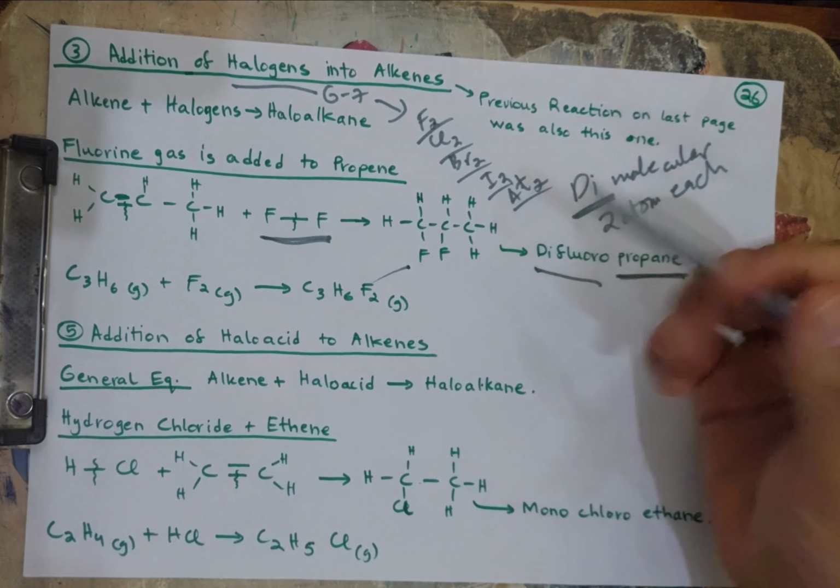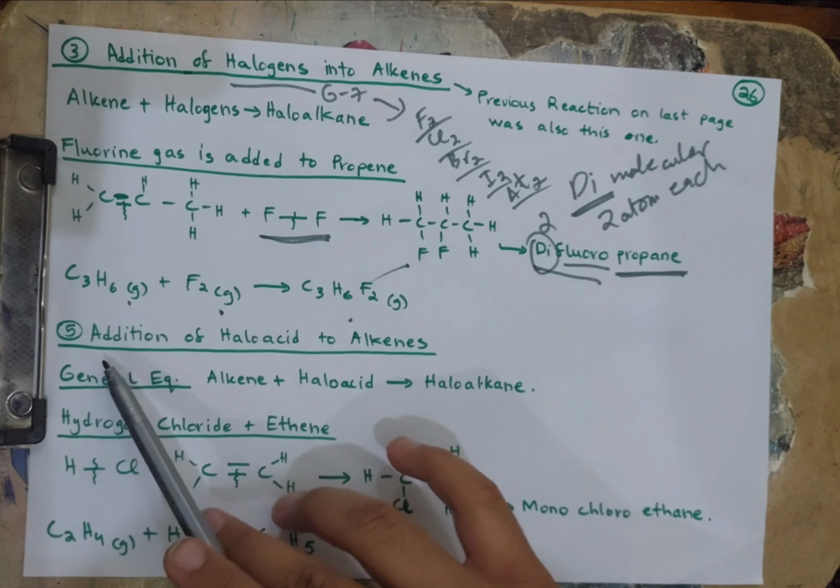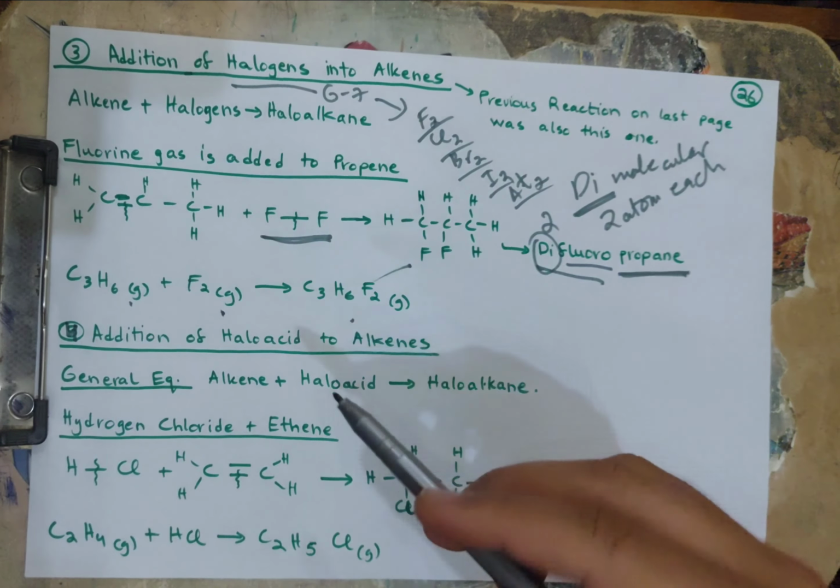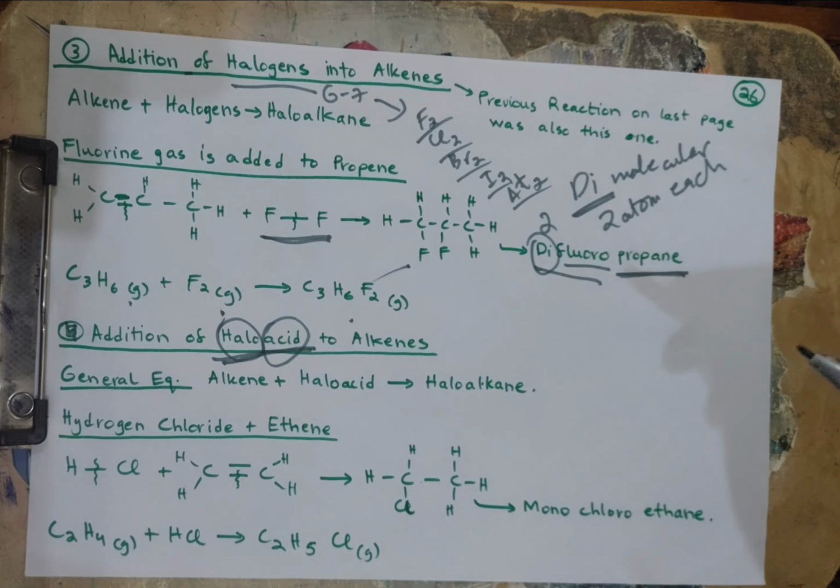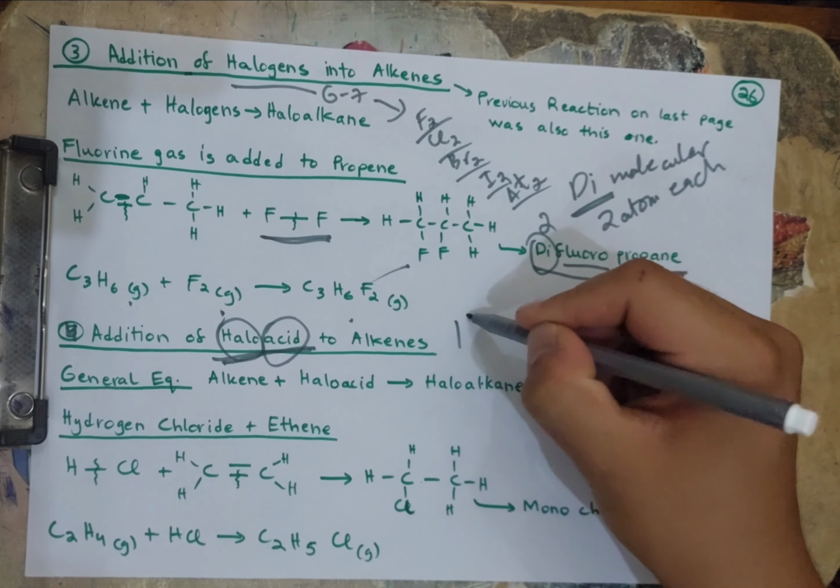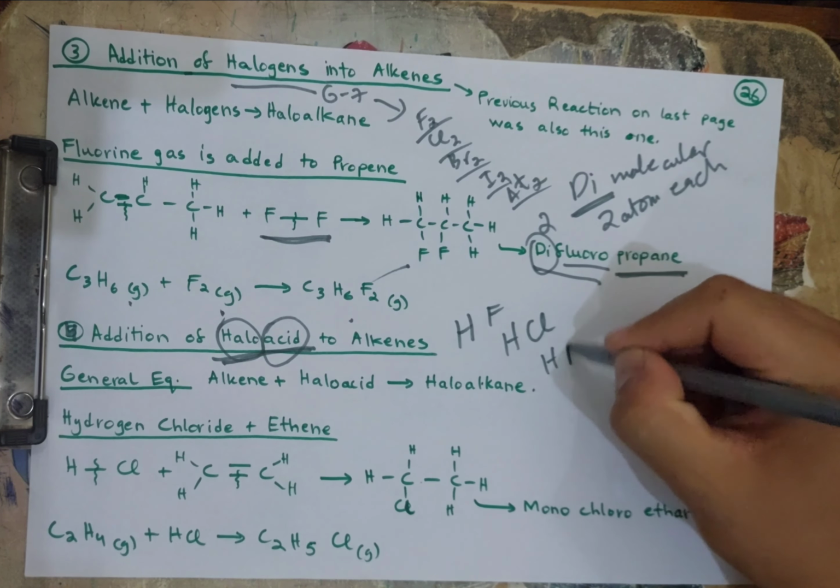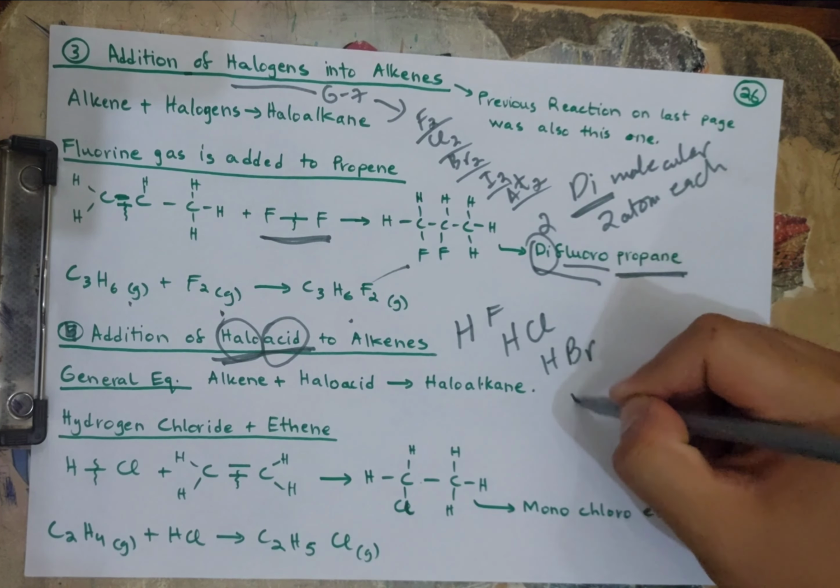Addition of halo acid to alkenes, the fourth one. This is the fourth one. So this is the addition of halo acids. What are halo acids? Halo, same group 7, acids. Acids are those which have H plus ions when dissolved in water. So we have HF, HCl, HBr, HI, HAt. These are the halo acids: hydrogen fluoride, hydrogen chloride, hydrogen bromide, hydrogen iodide, hydrogen astatide.